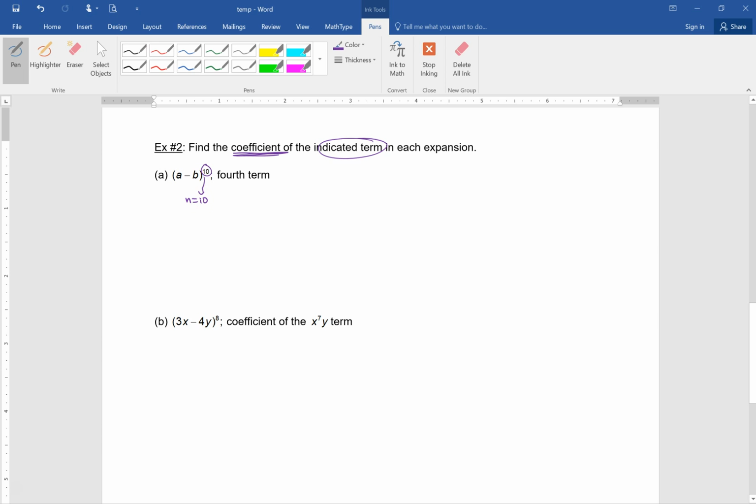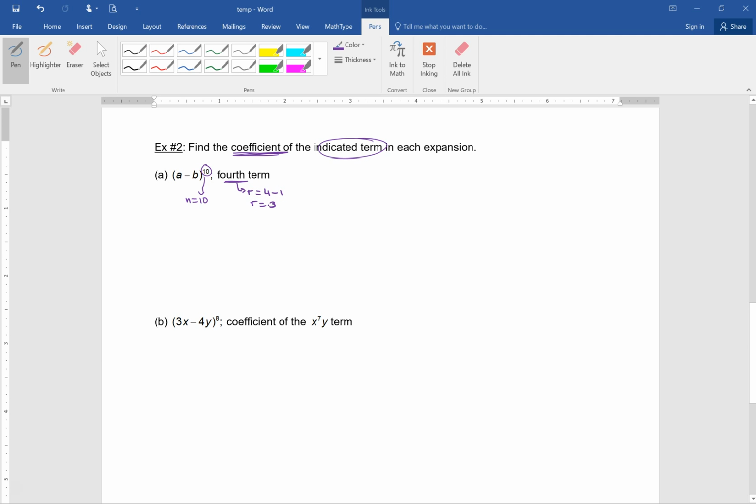Now, what about r? No, hang on. What about r? Okay? R is, okay, so we want the fourth term. The fourth term. So if r starts from 0, 0, 1, 2, 3, right? So r is what? 3. So for the fourth term, r is equal to 4 minus 1, 3.